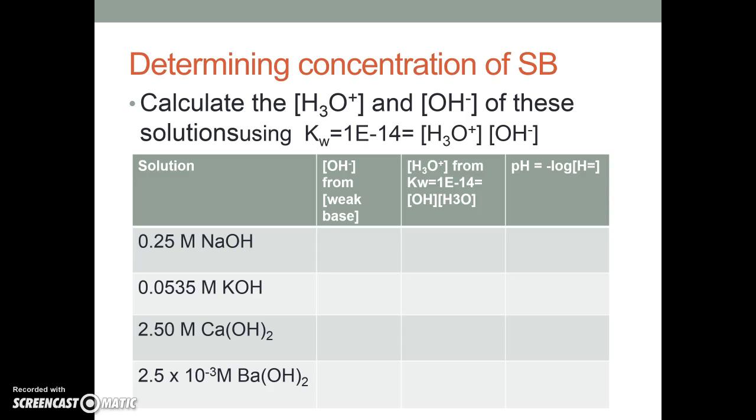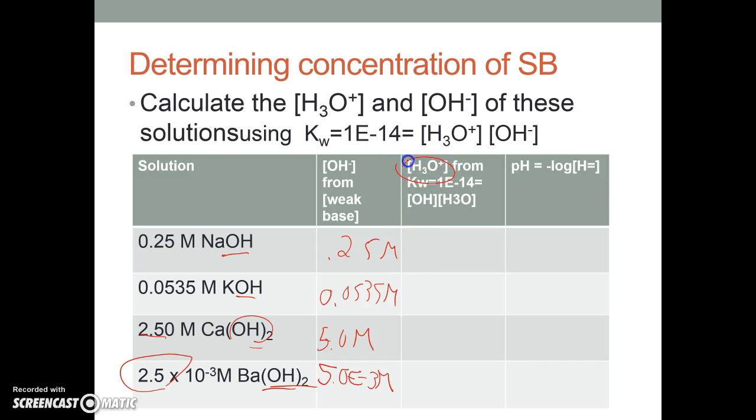So here's some examples. In this case, this has 1 OH, so it's 0.25 molar. This has got 1 base, so it's 0.0535 molar. This has 2, so 2 times 2.5 is 5.0 molar. This has got 2 OHs, so it's 2.5 times 2 is 5.0 E negative 3 molar. Then you'll be able to calculate and fill this in on your exit ticket.